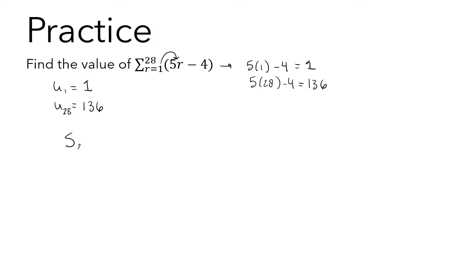Now I just use my sum formula. There are 28 terms divided by 2 times the first term plus the last term. And that's going to give us a result of 1918.